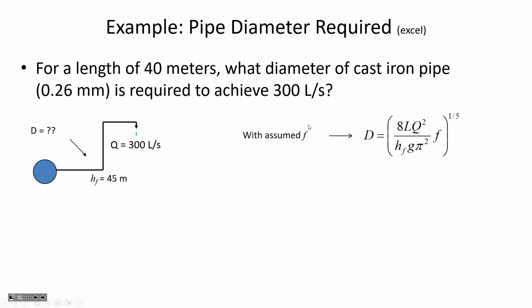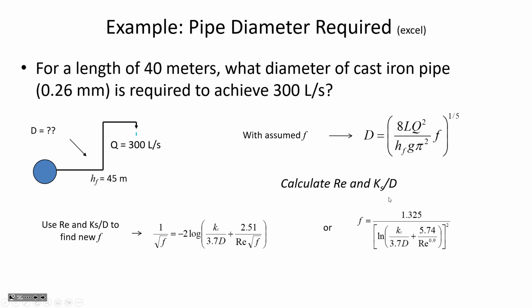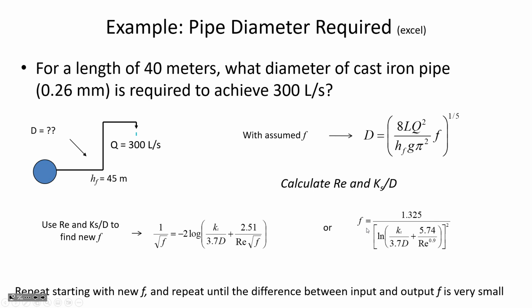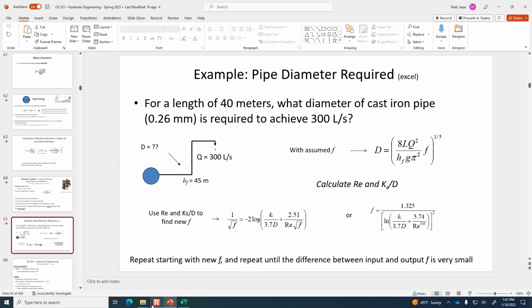We're going to guess an F value, and from the guess we'll calculate an initial diameter, we'll calculate the flow velocity and therefore the Reynolds number, we'll calculate the equivalent sand roughness to the diameter, so that's the relative roughness, and use those things with the Jain equation to find an updated F value. Then we'll do the process over again to find what the new diameter needed is with that updated F value. We'll just repeat this process over and over again until the F value isn't changing anymore.